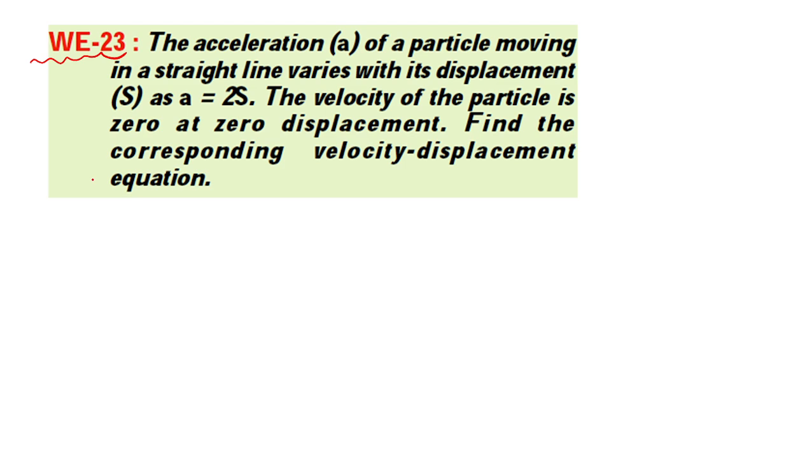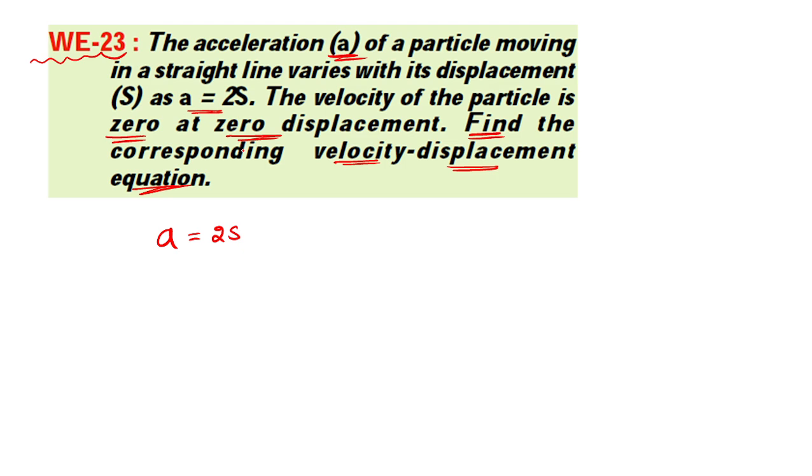Again, which method do I have to use here? Calculus method only. The acceleration a of a particle moving in a straight line, motion in a straight line only, varies with the displacement as a is equal to 2 into s. Then the velocity of the particle is 0 at 0 displacement. Find the corresponding velocity displacement equation. Velocity displacement equation I want.